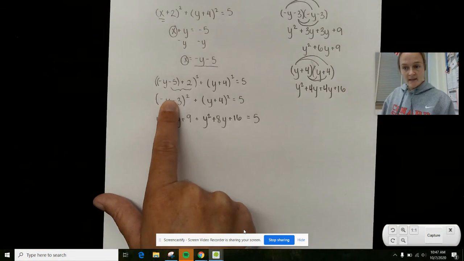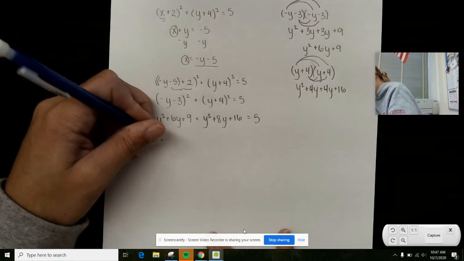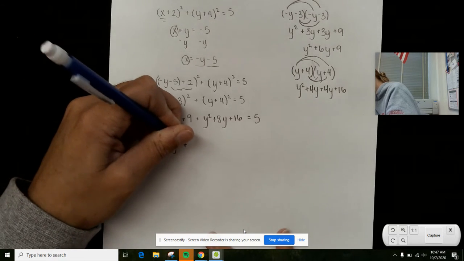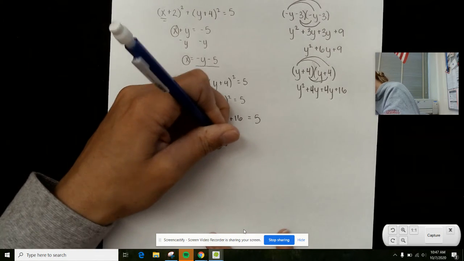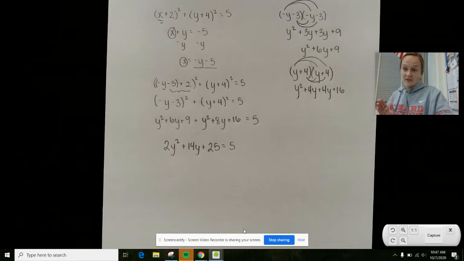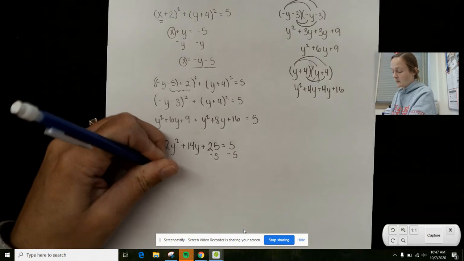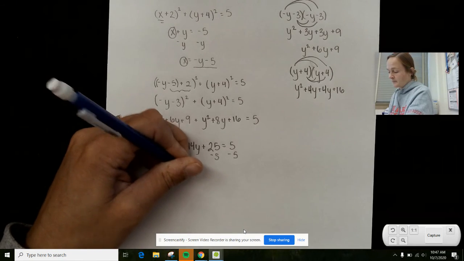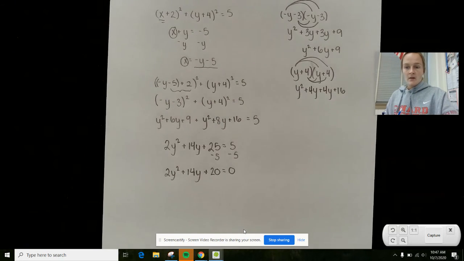So I simplified this square, I simplified this square, and now I can combine like terms. So I've got 2y squared plus 14y plus 25 equals 5. And put the 5 on the other side by subtraction. Minus 5, 2y squared plus 14y plus 20 equals 0. All of that work was to get everything to one side in one variable. So now I have a trinomial that I can factor.